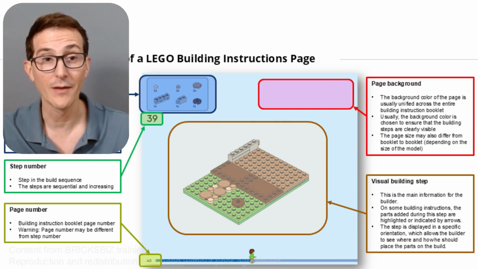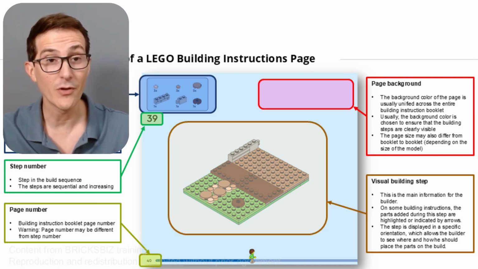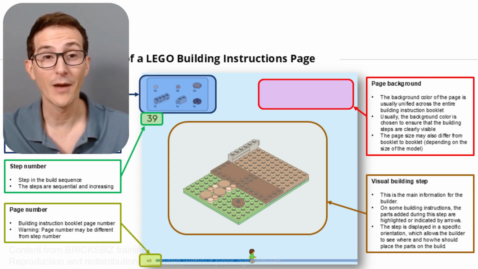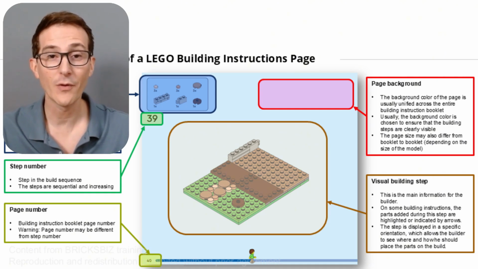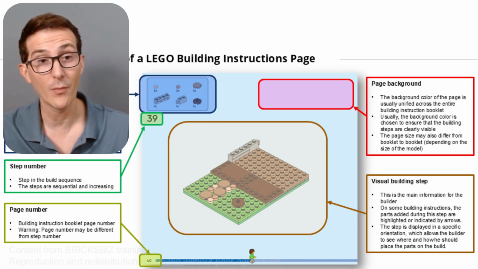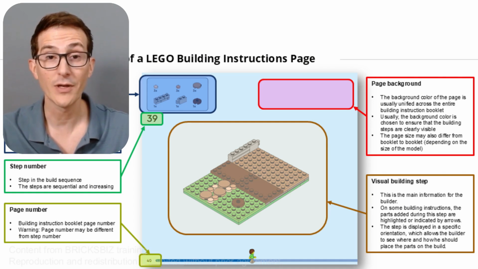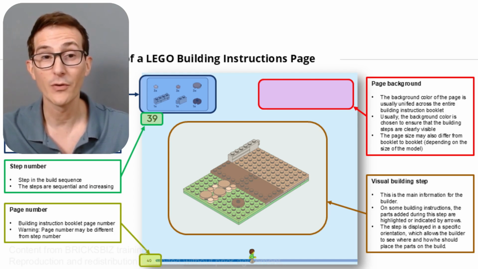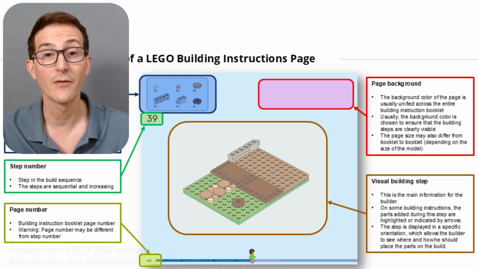More generally, the page generally uses a single background color throughout the building instruction booklet. In general, the background color is chosen to ensure that the steps of building remain visible. Page size can also vary from one booklet to another, depending on the model. On more expensive LEGO models, you'll generally find building instructions in US letter format, whereas on smaller LEGO models, you may find building instructions in much smaller booklets, or as leaflets.